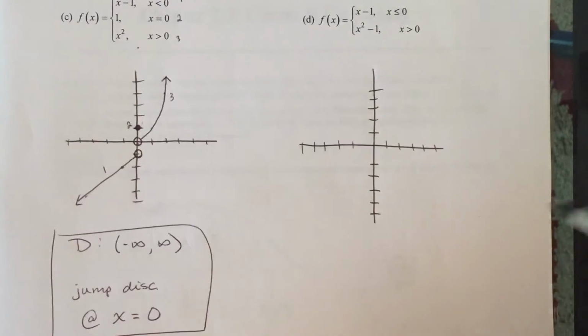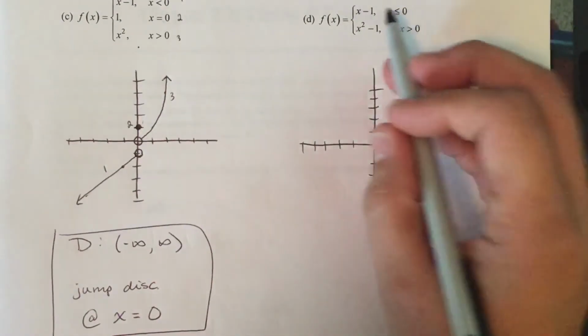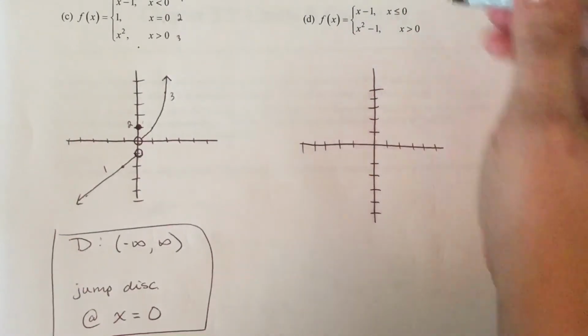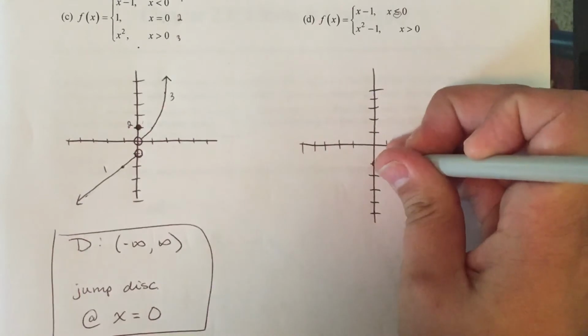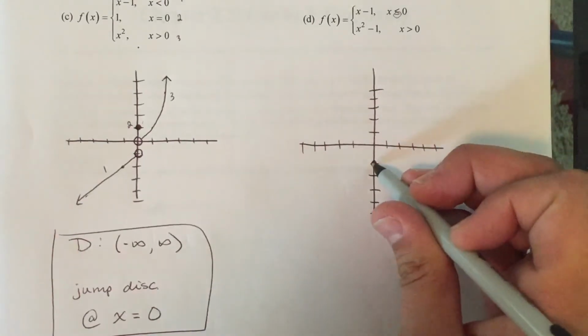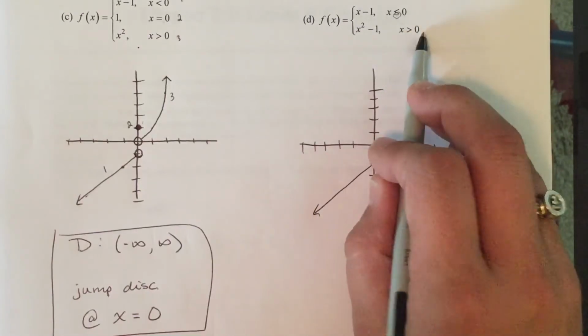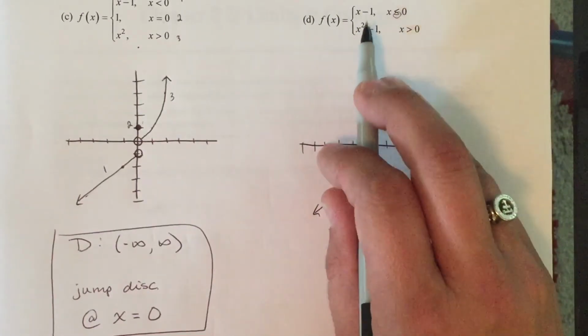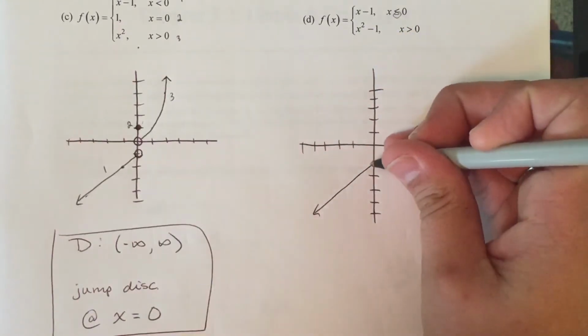And then on the last one, it's the same first equation. So I'm going to graph that the same. So x minus 1, where x is less than or equal to, so I'm going to fill it in. So at 0, we're at -1, and it's still this line, okay? But now where x is greater than 0, I have x squared minus 1, so this changes. So if I plug in 0, I get -1. So this guy starts at -1.